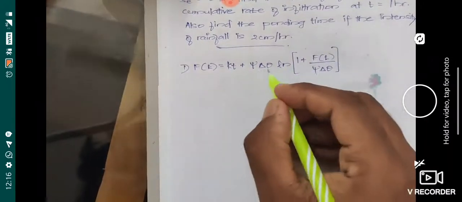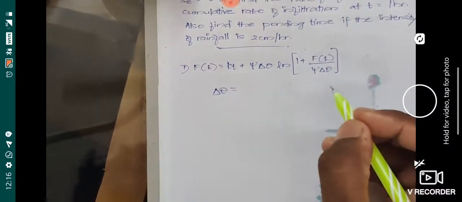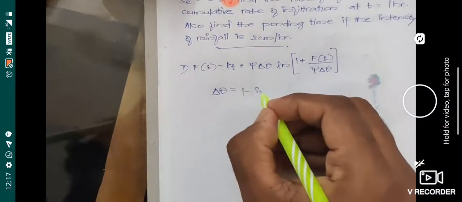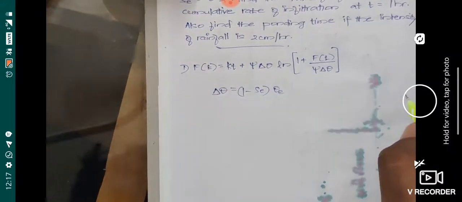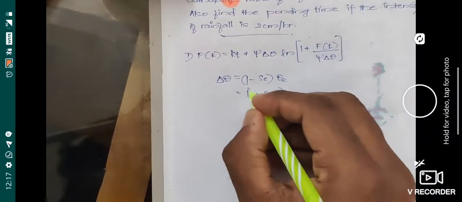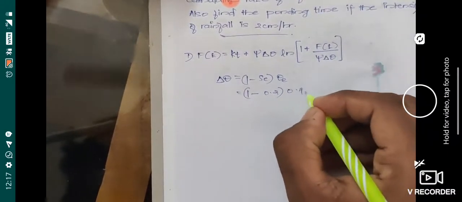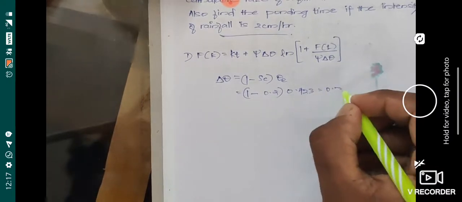First, you have to find the moisture deficit. The moisture deficit is calculated by the equation: delta theta equals 1 minus Se into theta e. I hope you remember this equation. Substitute the values: Se is 0.2 and theta e is 0.423. When you solve it, you'll get 0.338.